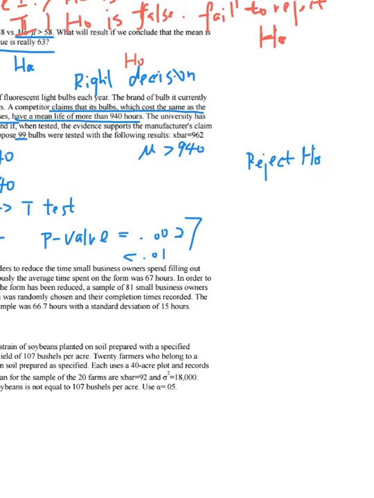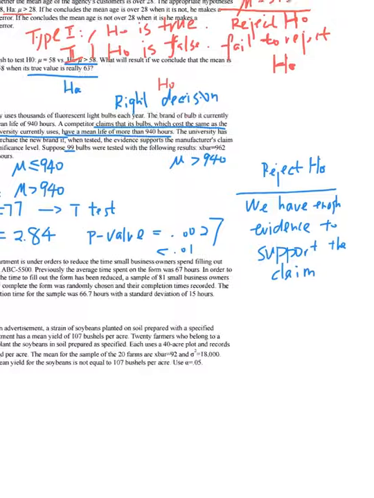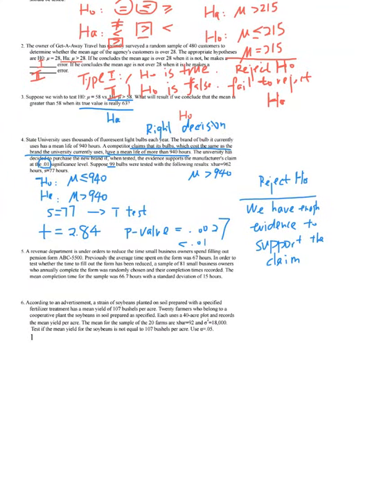And we can add one more sentence as our conclusion. We have enough evidence to support the claim. Right? We have enough evidence to reject H0. We reject this one, so that means we consider the mean life is more than 940 hours. The mean life more than 940 hours, that is our claim. So we reject H0 is equivalent to we have enough evidence to support the claim.